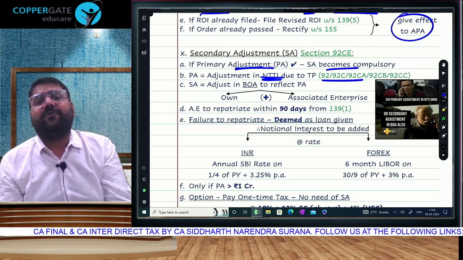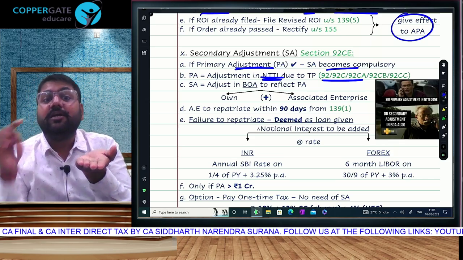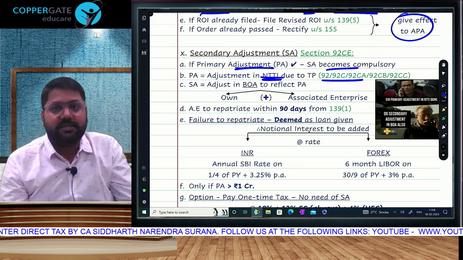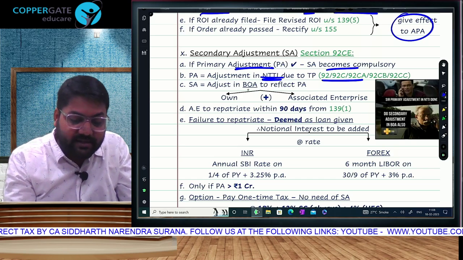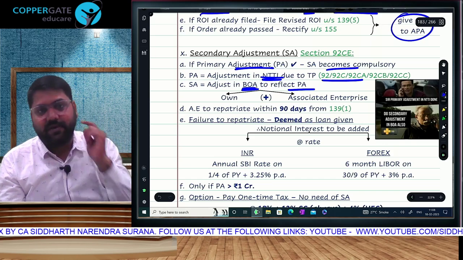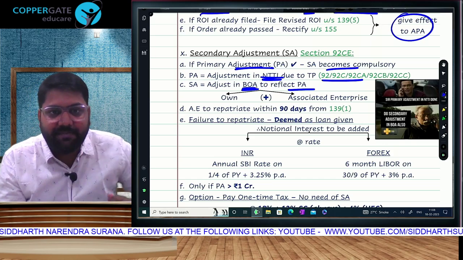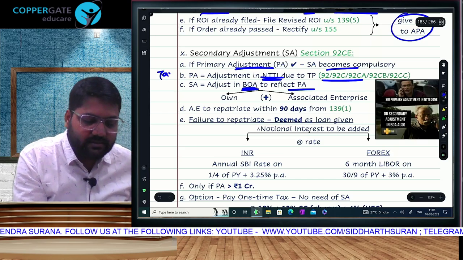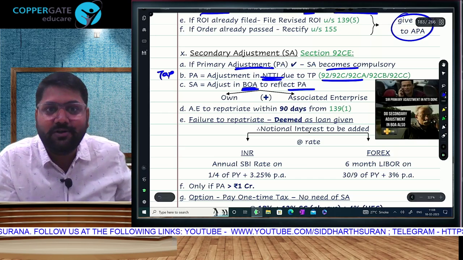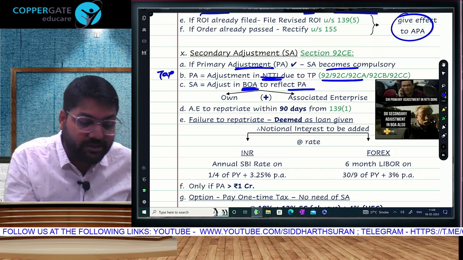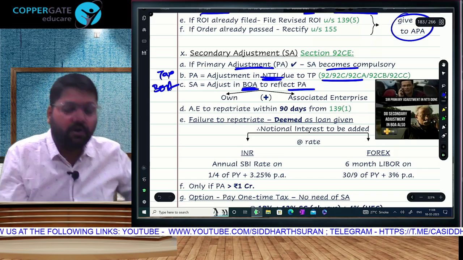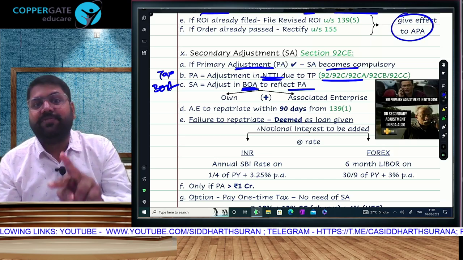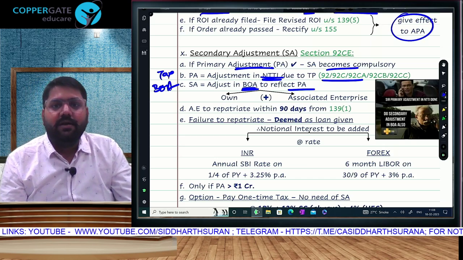So due to transfer pricing, if there is any addition in your computation of taxable income as per income tax, that's the primary adjustment. Then you will have to make a secondary adjustment, that is, adjust your books of accounts to reflect it. So income as per tax and income as per books is different. Transfer pricing addition happens in tax, but in the books the sales is 100 only, the original transaction. Now change it in the books of accounts also. So the change in computation will be the primary adjustment, and the change in books of accounts will be the secondary adjustment.